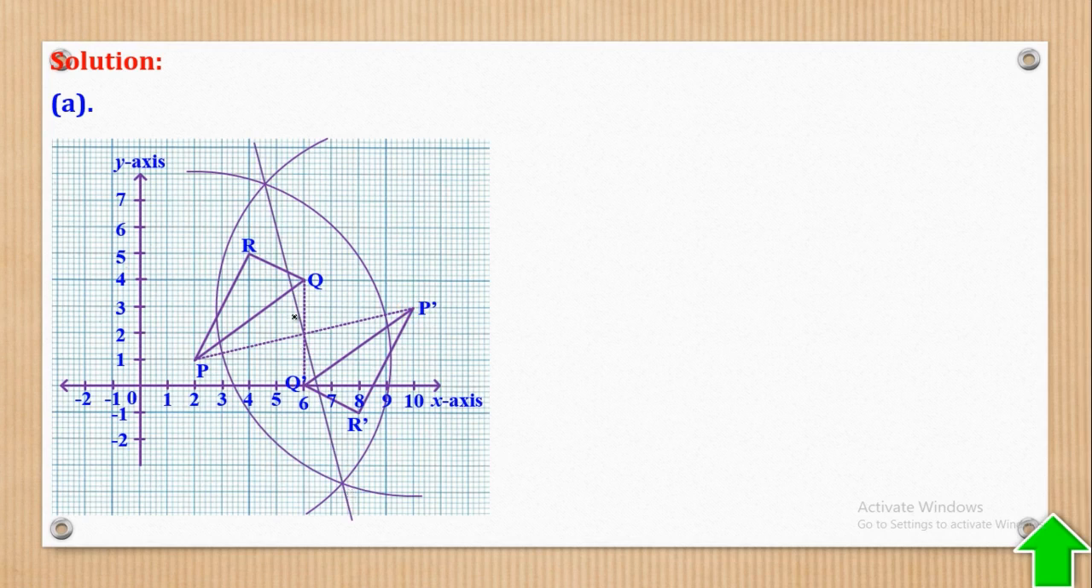Okay, do the same for Q. So put your compass needle at Q, mark off any radius. Without changing that radius, put your compass needle at Q prime and mark off the same radius. Then draw a line through these 2 points of intersection.